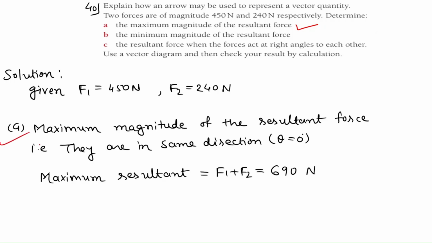So here I mention the equation. It is in the same direction here. You just have to add both magnitudes; no cos and sine components appear here. Okay, it means 690 is the maximum resultant.